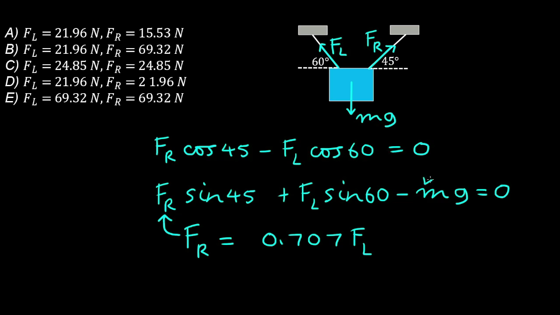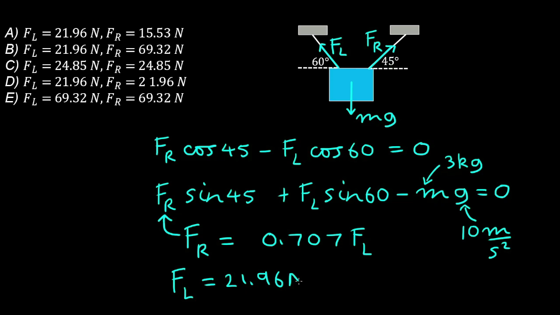And we were given a mass of 3 kilos in the problem, and the gravitational acceleration is 10 meters per second squared. So therefore we get FL is 21.96 newtons, which when substituted into here gives FR is equal to 15.53 newtons. So the correct answer is A.